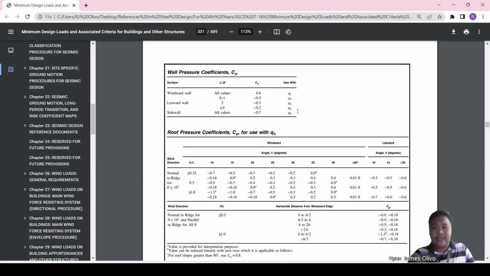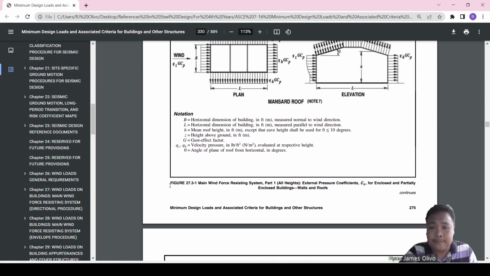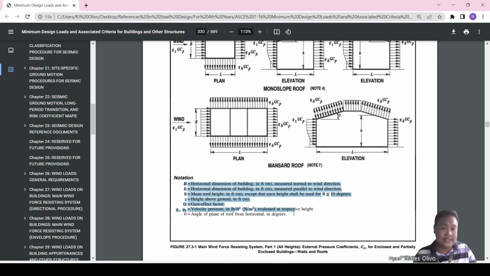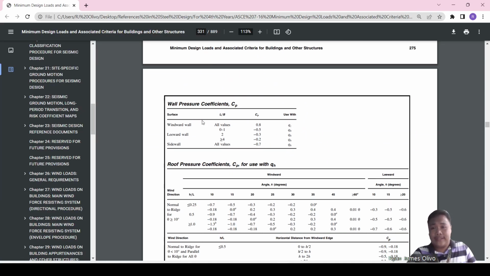This is the main focus of our topic today: figure 27.3-1, the MWFRS for all heights. This directional procedure is very good for all heights, and it is recommended for any structures, if they are just enclosed and partially enclosed. I have lectured about these different notations, so watch the video about the introduction to wind loads. There is a lecture there about these notations.